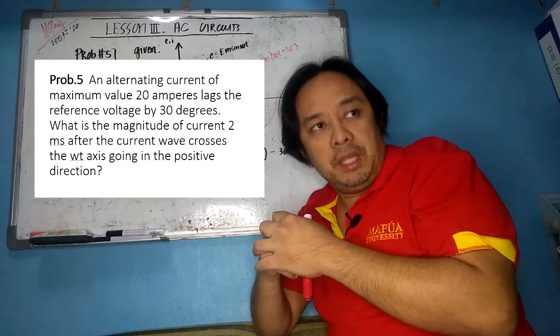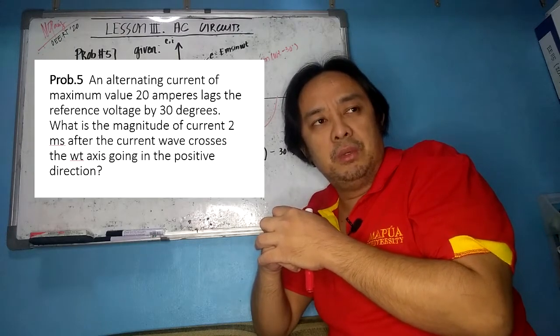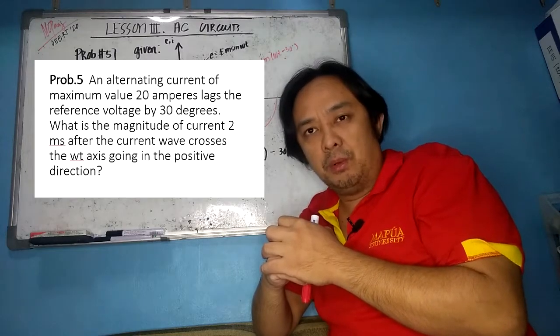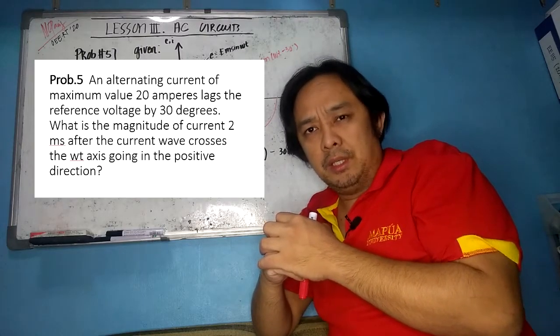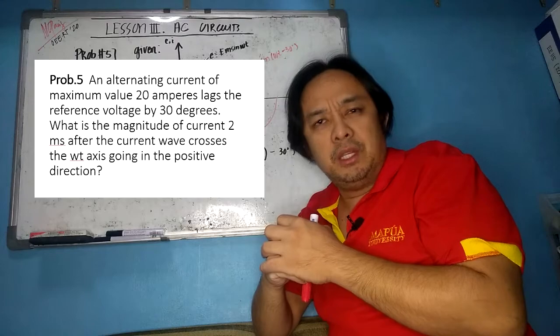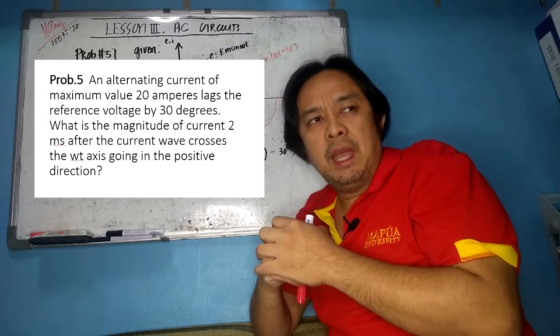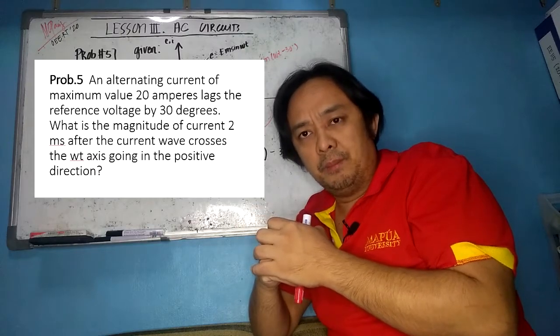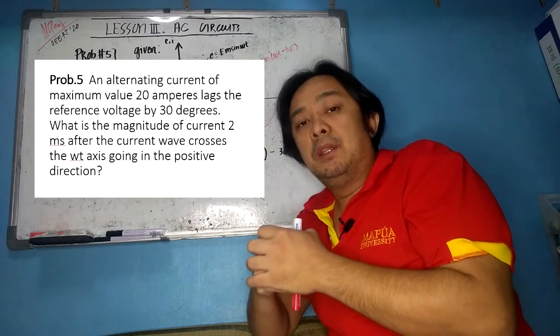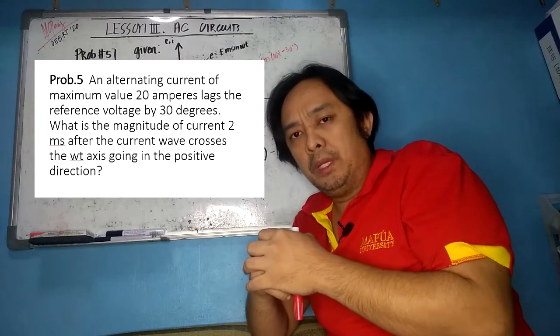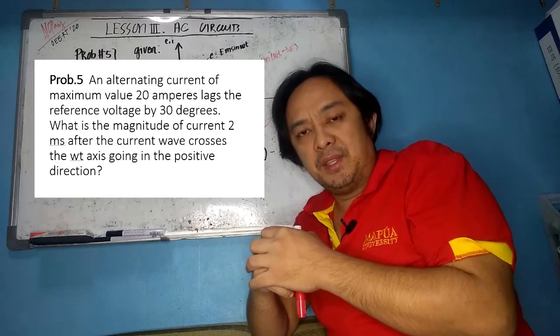An alternating current of a maximum value of 20 amperes lags the reference voltage by 30 degrees. What is the magnitude of the current 2 milliseconds after the current wave crosses the omega t axis, or argument, going in the positive direction?